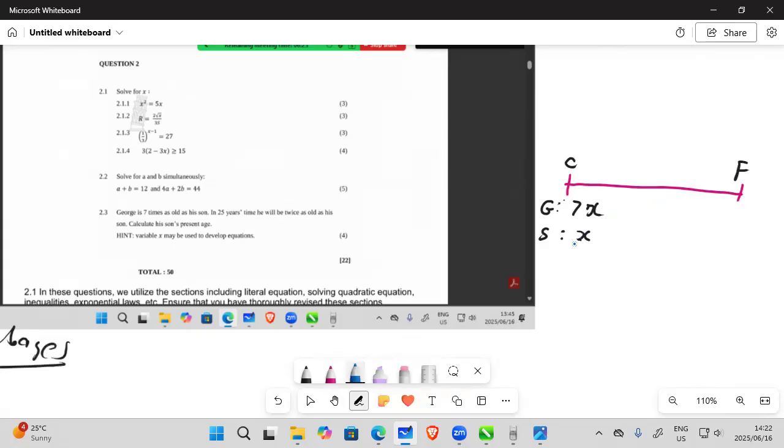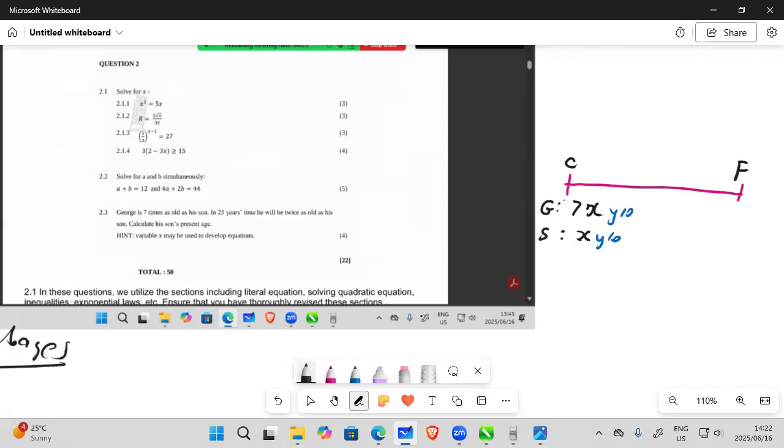Now listen to this. What is x? This is why people struggle with word problems, because they don't understand the variable. x is his son's current age. So this will be x years old. George, 7x is George's current age. So this will be 7x years old. This is a number. It's not a variable. As far as I'm concerned, when I look at this, this is a number to me. This is a number. I don't look at it in any other way.